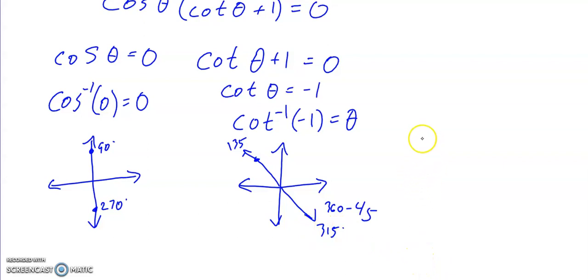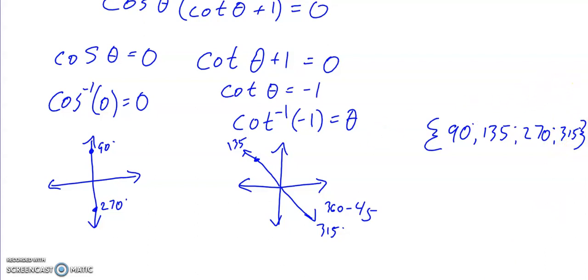So my answer set for this, we're going to do our brace. Because it said for one rotation, we're going to do 90, 135 degrees, 270 degrees, and 315 degrees. We always like to put those in numerical order.